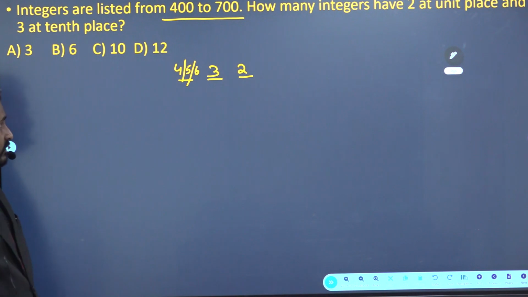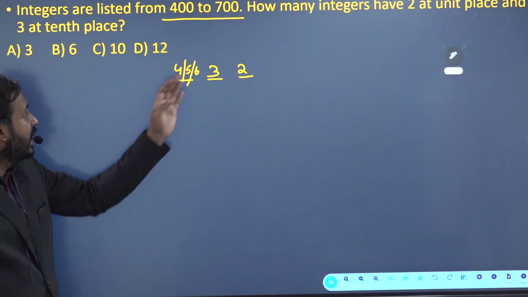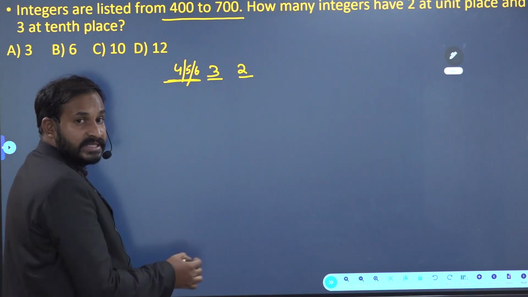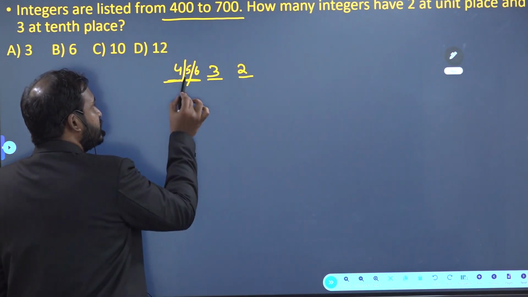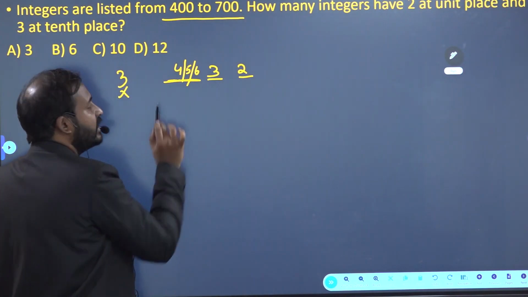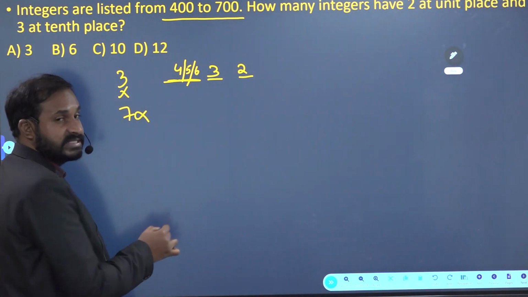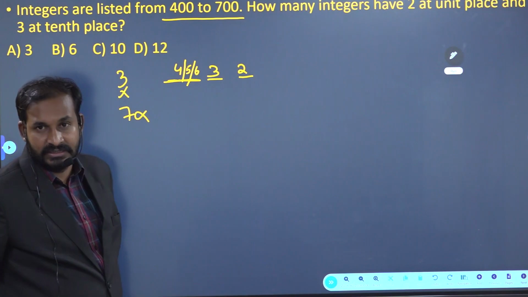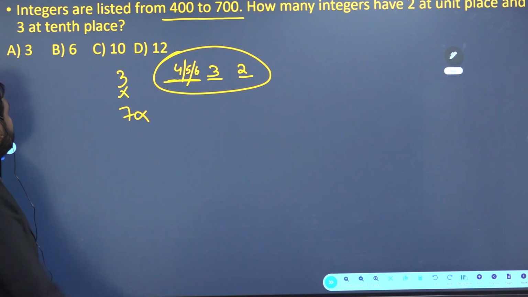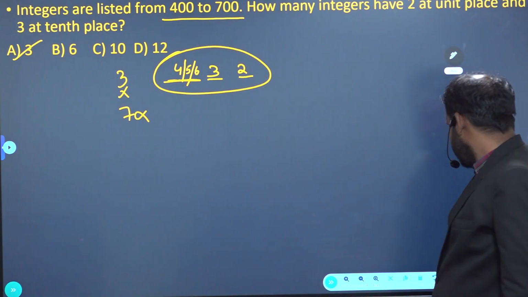From the range 400 to 700, how many integers have 2 at units place? That means units place should always be 2, and tens place should always be 3. Then what are the chances I can place in my hundreds place? I can place 4, 5 and 6. Can I place 3? No. If I place 3, this will become below 400. Can I place 7? No. If I place 7 here, it will become more than 700. So only 3 possibilities are there. So our answer here becomes 3.